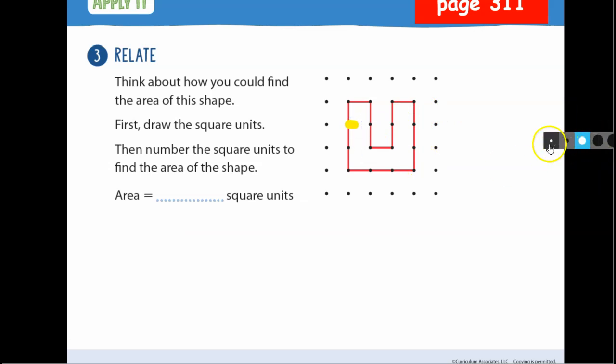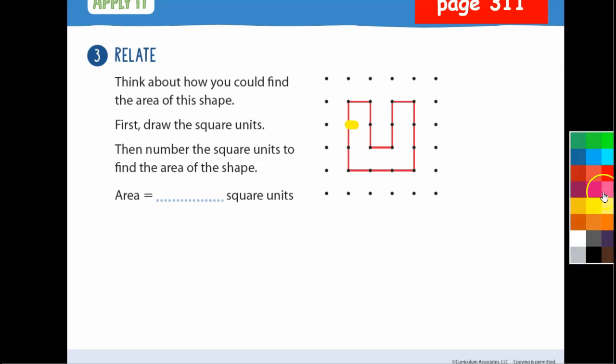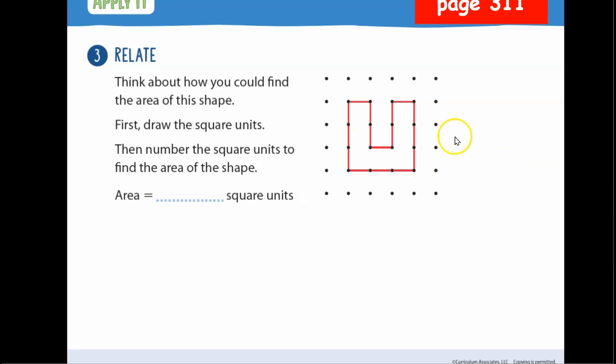Whoops. That's way too thick. Here we go. To there, to there, to there, and there. It doesn't have to be perfect, but you get the point, right? Good. And then it says, then number the square units to find the area of the shape.